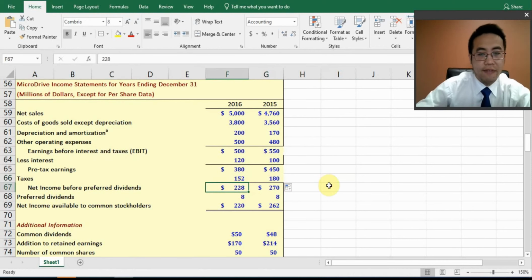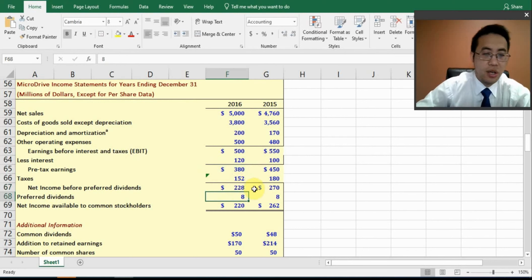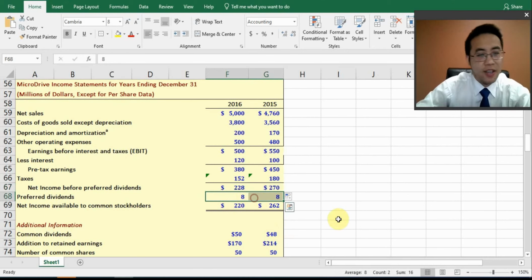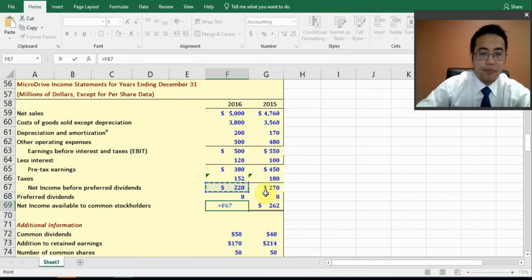And then I have the net income before preferred dividends. So it is pre-tax earnings minus the taxes, and then drag it to the right. And the preferred dividends are paid to the preferred equity holders. It's given information. I cannot calculate it, so just don't put a formula there. But for net income available to common stockholders, that is the previous net income minus the preferred dividends.